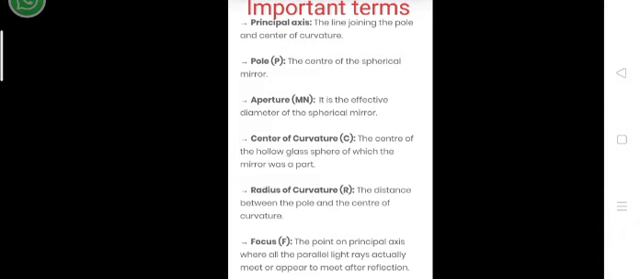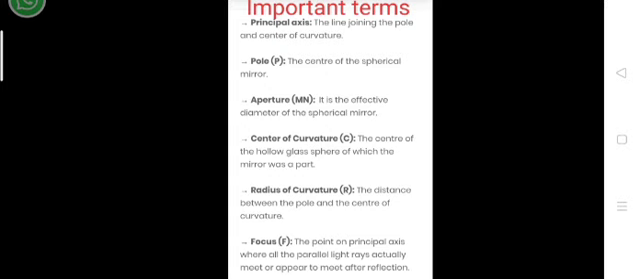And what is the center of curvature? We already looked at that. It is the center of the hollow sphere of which the mirror is a part. That means the mirror is a part of an imaginary hollow sphere, and the center of this sphere is known as the center of curvature. And the distance between the center of curvature and the pole is known as the radius of curvature. Very important.